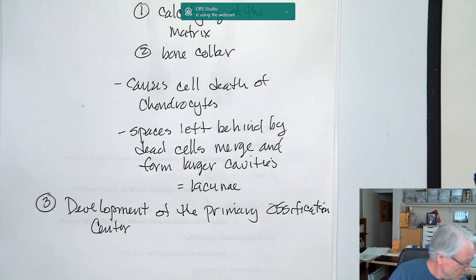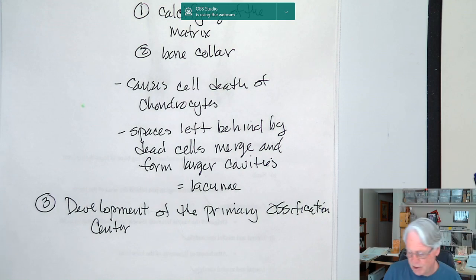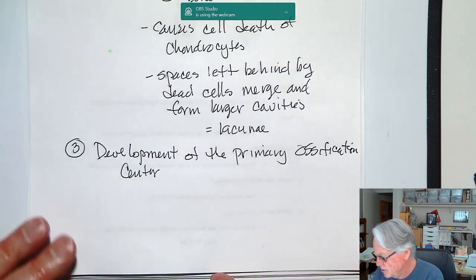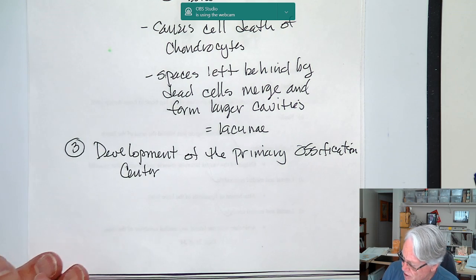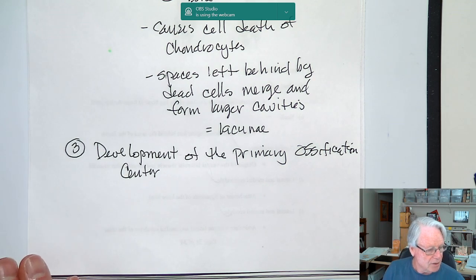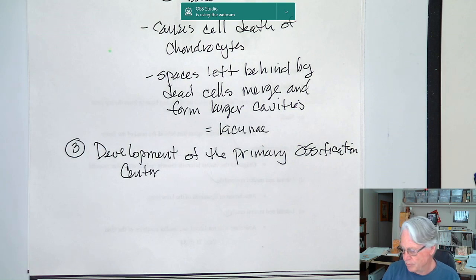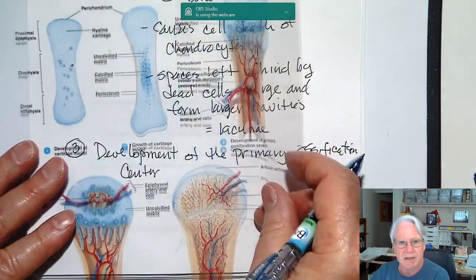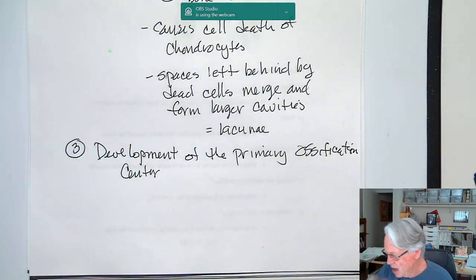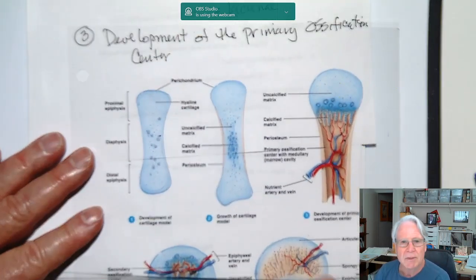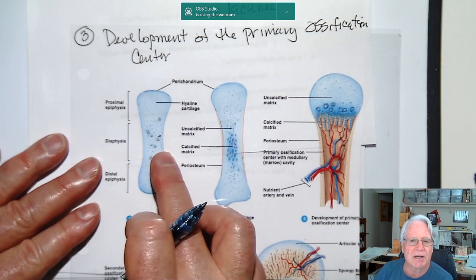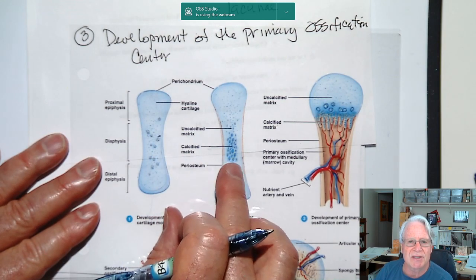Okay, and I'm going to go ahead, and that one doesn't help me. I was going to look at another picture, but I can see that that's not going to help us here. So, development of the primary ossification center. To review, we've started here, and we're approaching this step right here.